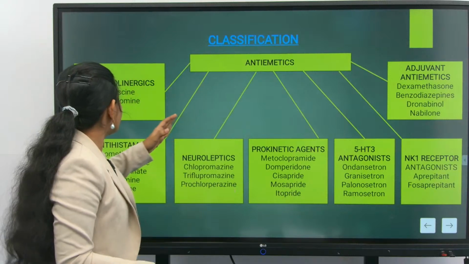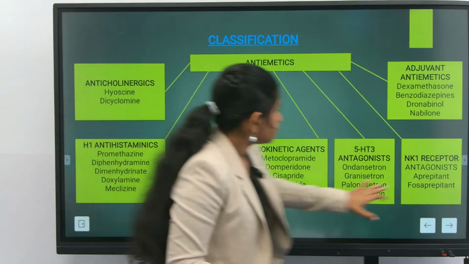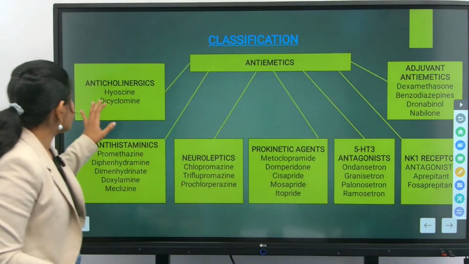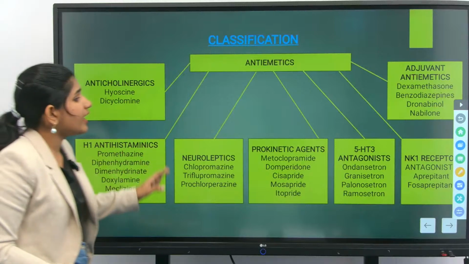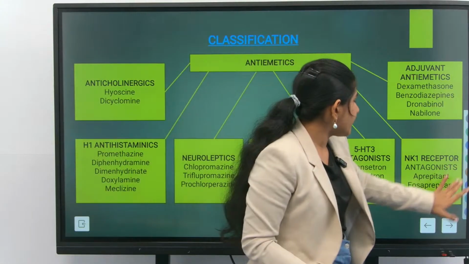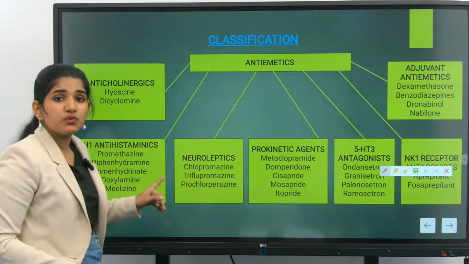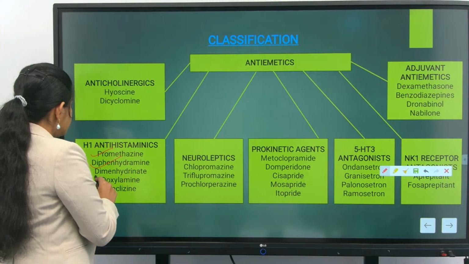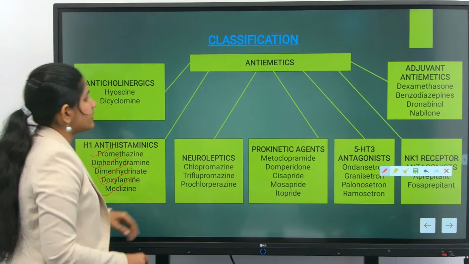Which are the drugs coming under the antiemetics? First one is anticholinergics. What are the anticholinergics? Hyoscine and dicyclomine. Next one, the anti-H1 antihistamines, which mainly act against the H1 receptors. Which drugs come under this? That is promethazine, diphenhydramine, dimenhydrinate, doxylamine and meclizine.